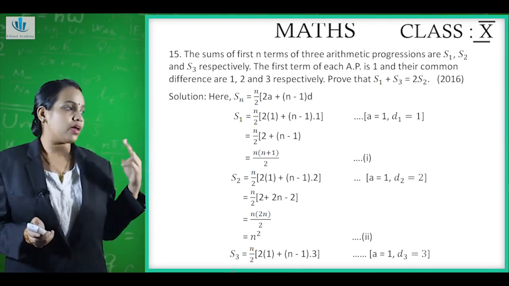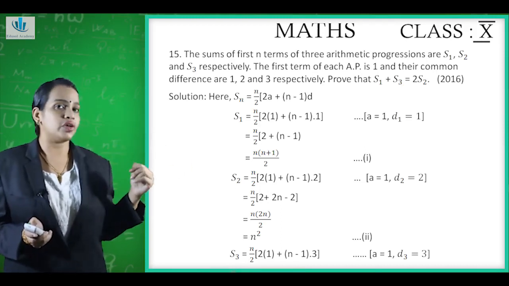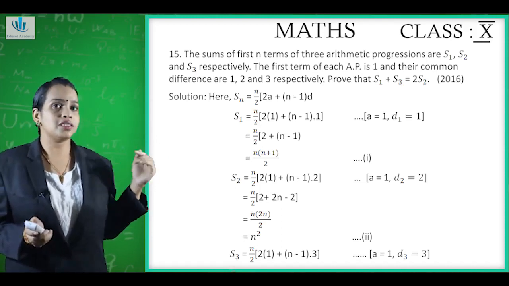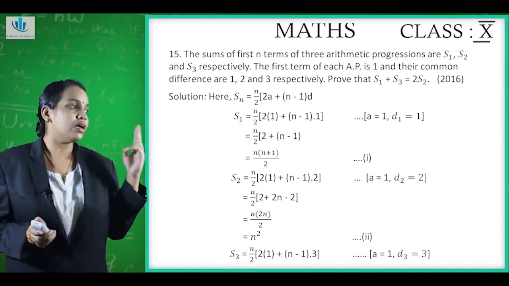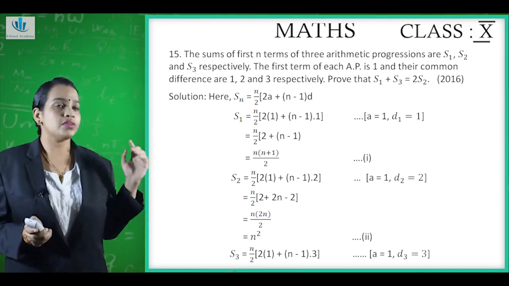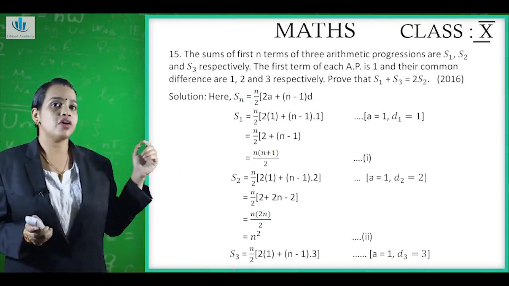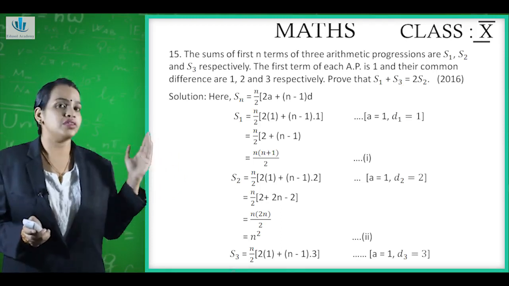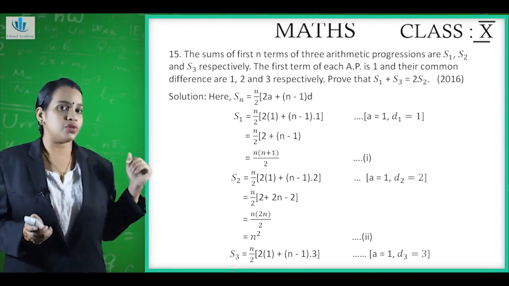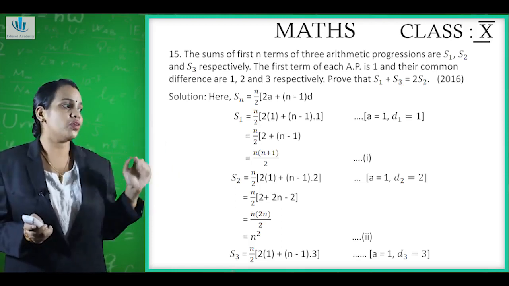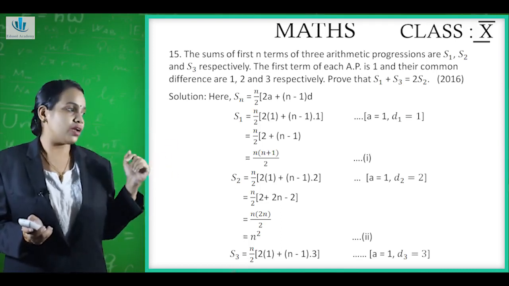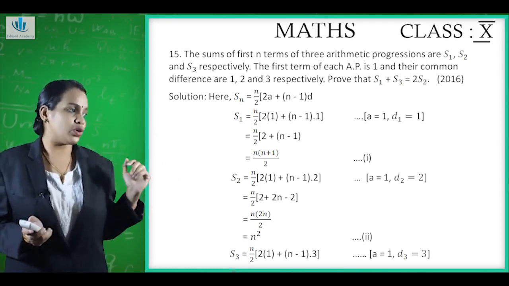Now we will take S2, so S2 is equal to n upon 2 into 2 times 1, again the value of a is 1, plus n minus 1. Now the second common difference is what? It is given in the question as 2. So we will put the value of d as 2. So it becomes n upon 2 into 2 plus, when we open the bracket, 2n minus 2, which is equal to, in the bracket you can see 2 minus 2 gives 0. So in the bracket it remains only 2n. So n into 2n upon 2, the 2 gets cancelled. So n into n gives n square. So we will call it equation 2.